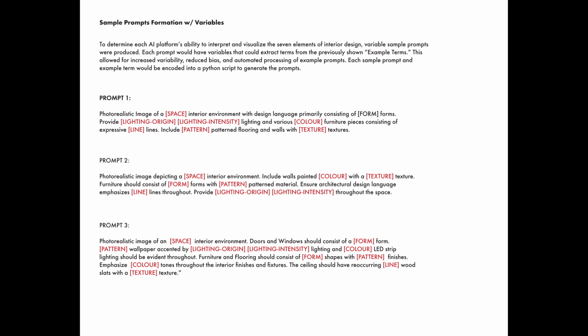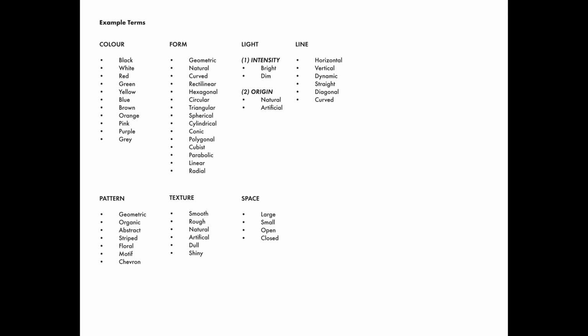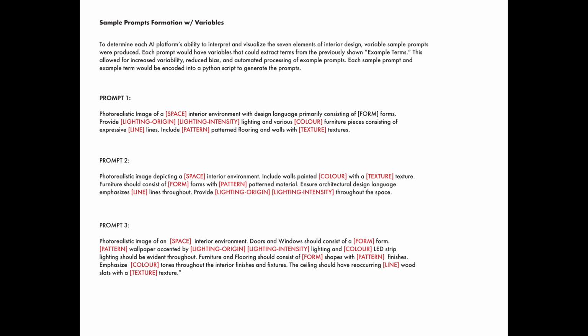So now that we have determined those 7 elements and we have a brief understanding of what those will often entail, to determine each AI platform's ability to interpret and visualize the 7 elements of interior design, variable sample prompts were produced. And each prompt would have variables that could be extracted from the previously shown example terms. And these are those previously shown example terms. This allowed for increased variability, reduced bias, and automated processing of example prompts. Each sample prompt and example term would be encoded into a Python script to generate the prompts.